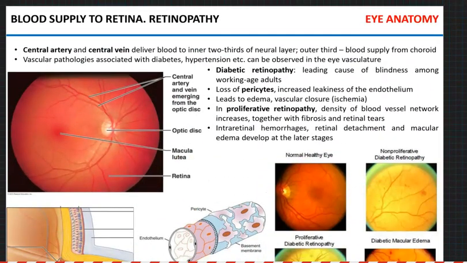Now, retina, which contains neurons, requires a lot of blood. So blood supply to the retina is carried out by choroid and by capillaries that span from central artery and drain into the central vein.